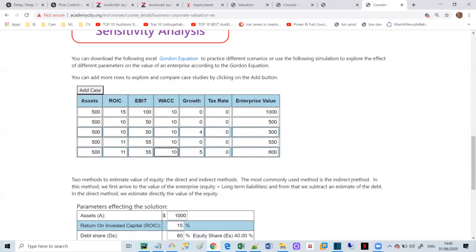Okay. Is there a limit for the growth? I mean, if you put, I don't know, 15%, then it will be too much growth, no? It will lose value or something. In fact, the equation doesn't work.